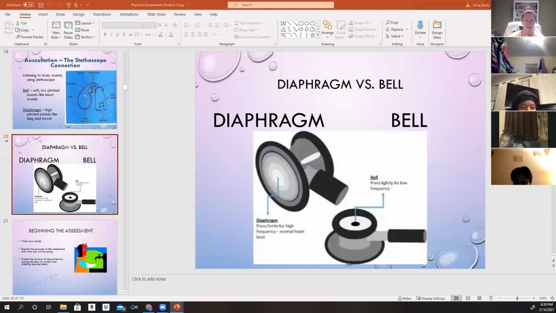So here again, the diaphragm versus the bell. This big piece right here, that's the diaphragm, and the bell, that baby piece. Okay, so baby, bell for low sounds, diaphragm for high sounds.